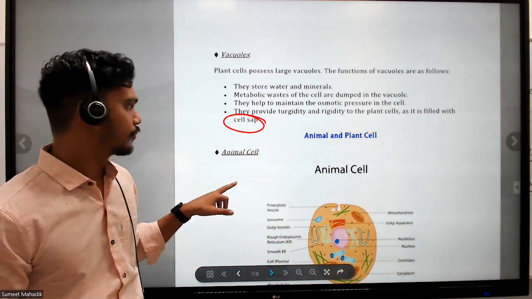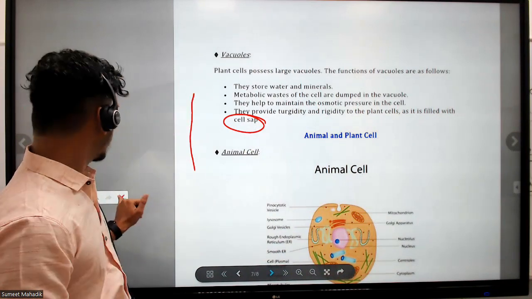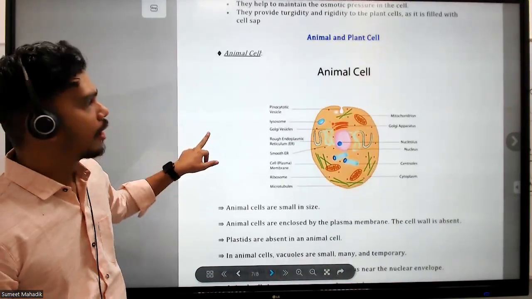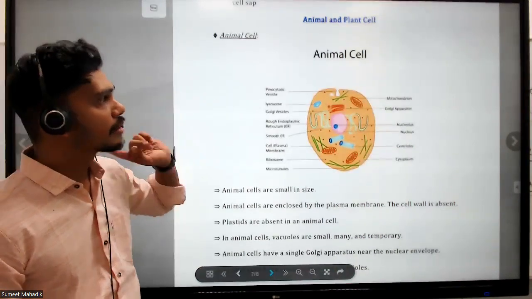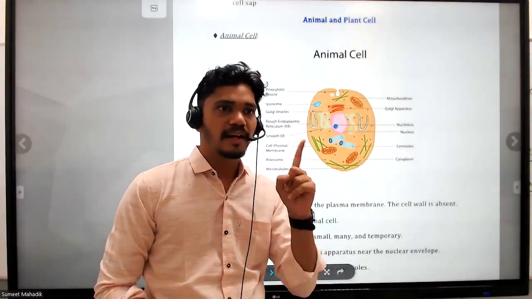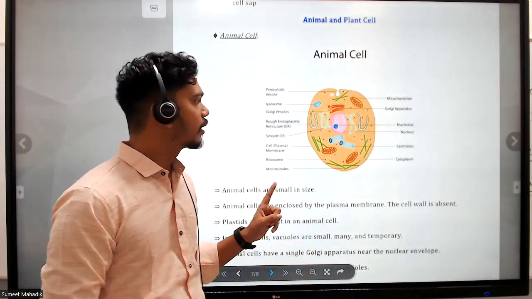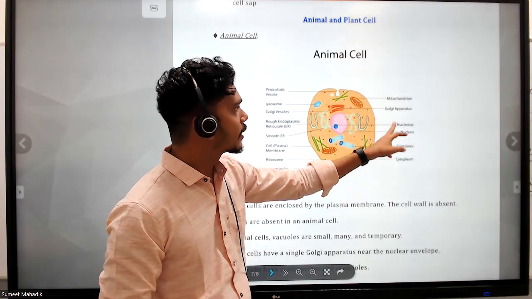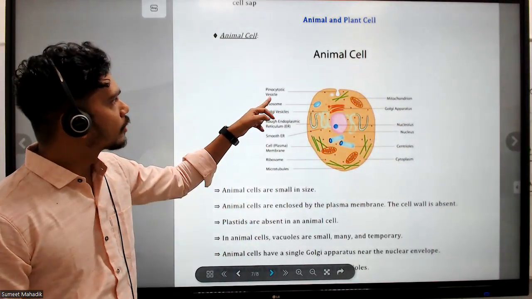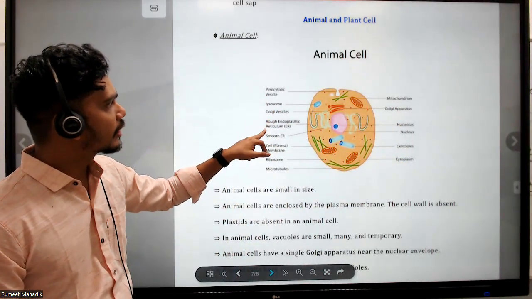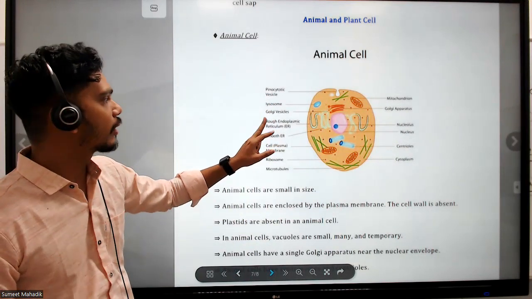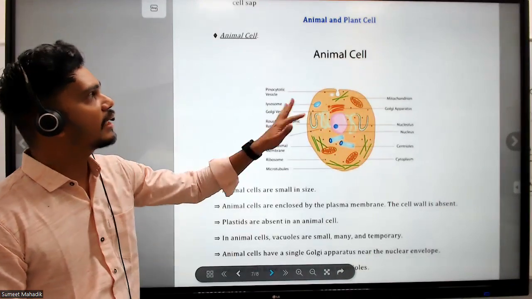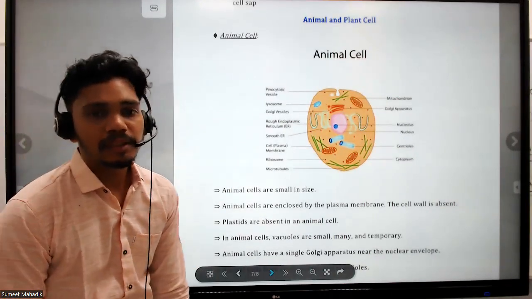Getting my point? Okay. Now we're going to study the animal cell. This is there in your syllabus, right? See, you have to draw the diagrams of plant and animal cells whenever required. So please make sure you're writing nucleus, centrioles, cytoplasm, mitochondria, pinocytic vesicle, lysosomes, Golgi vesicles, Golgi complex also, smooth ER, rough ER, cell plasma, ribosomes, and microtubules. These are the components of the animal cell.